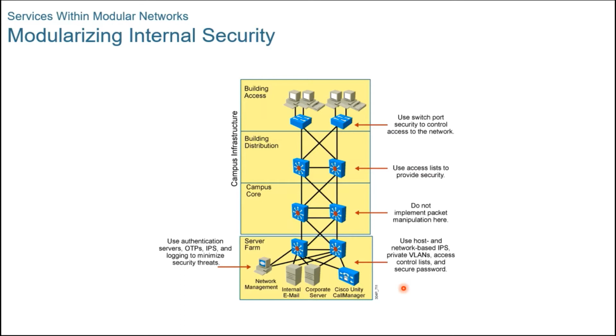So simply relying on effective passwords does not provide a comprehensive attack mitigation strategy. Using host-based and network-based IPS and IDS, private VLANs, and access control provides a much more comprehensive attack response. For example, onboard IDS or IPS within the server farm multi-layer switches that inspects traffic flows.